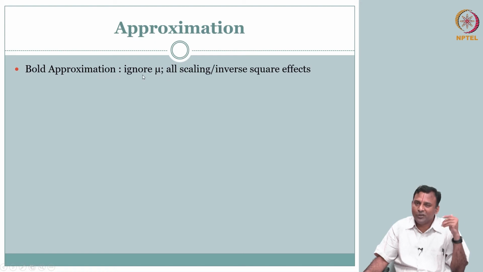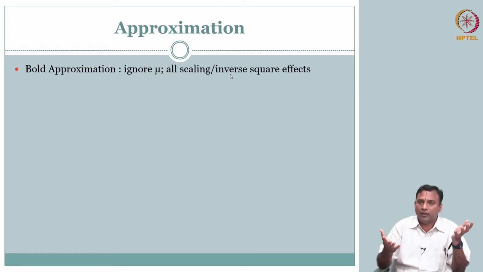Okay. So, let us just look into the first bold approximation. What is the bold approximation? Ignore mu. Ignore mu and all the scaling, the inverse square law, do not worry about that. See, you are not really going for any quantitative number, you are going for high radioactivity versus less radioactivity. That is good enough, that is the first level of information that you are getting.